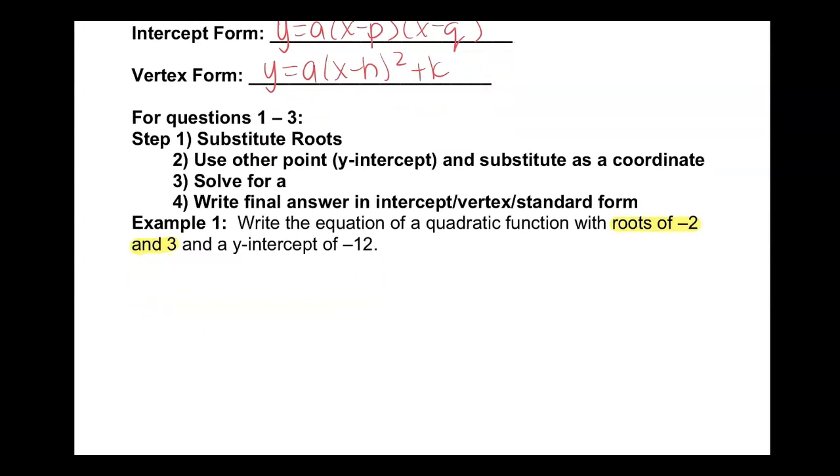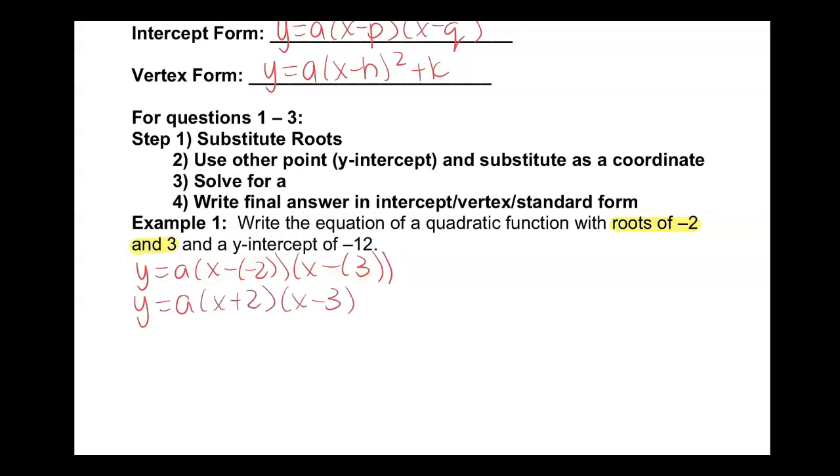The very first step says to substitute your roots. So we're going to take that -2 and that 3 and substitute it in for intercept form. So y equals a, x minus -2, and x minus 3. Notice that I'm substituting the x-intercepts into this equation using a set of parentheses. Gee, I wonder why I'm doing this. If you look in that first set of parentheses, this sign has to change. In the second binomial, it doesn't.